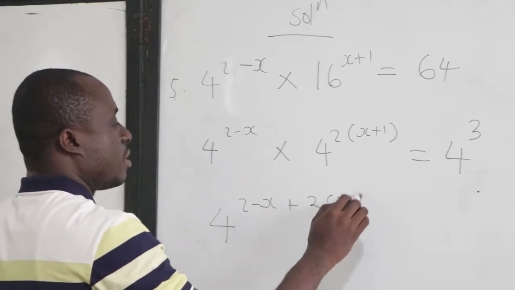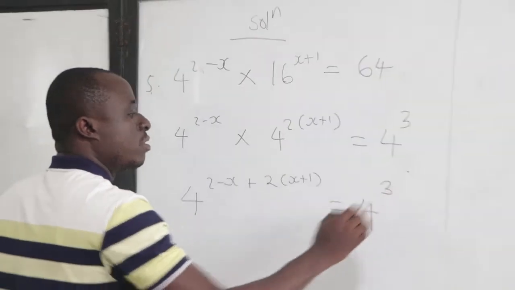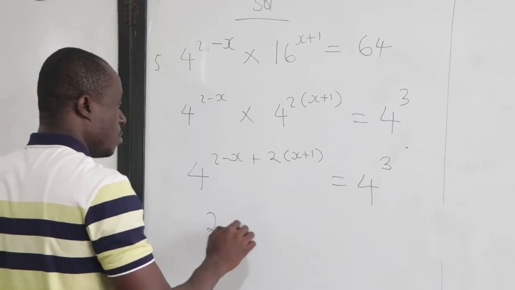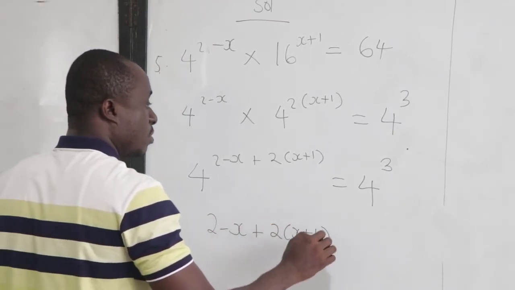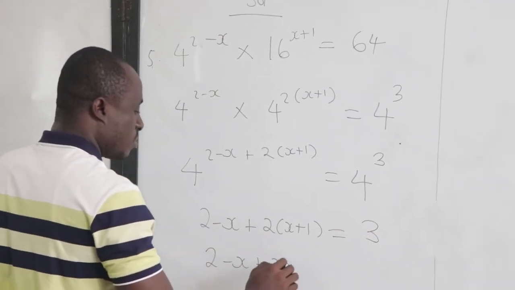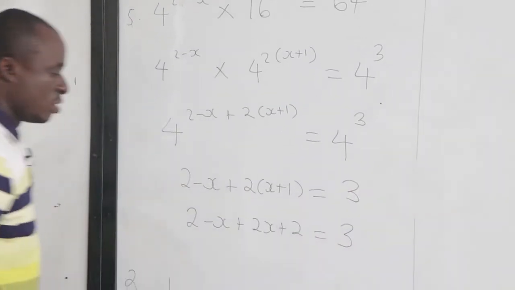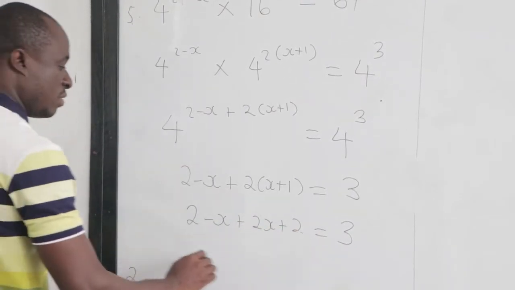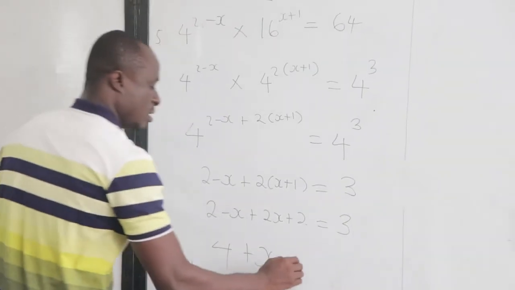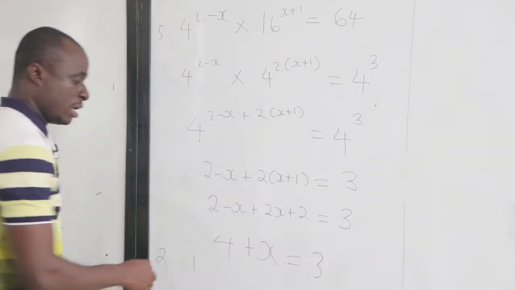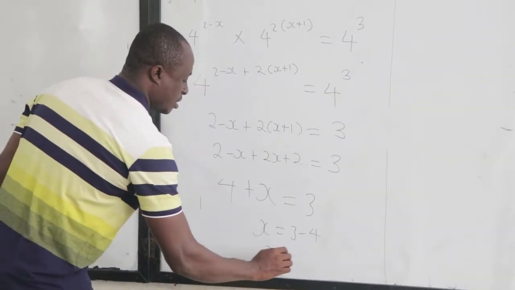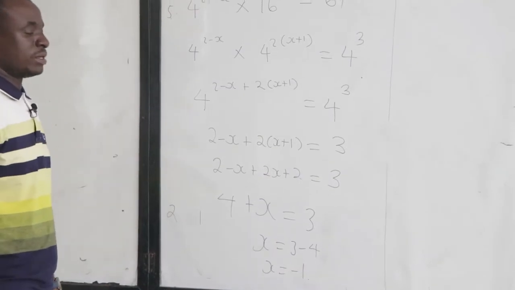Plus 2x plus 1 equal to 4 to the power 3. The bases are the same, so what do we do? We equate the exponents. We have 2 minus x plus 2x plus 1 equal to 3. Now 2 plus 2 gives us 4. Negative x plus 2x will give us x, so 4 plus x equal to 3. Therefore x is equal to 3 minus 4, and our x is negative 1.